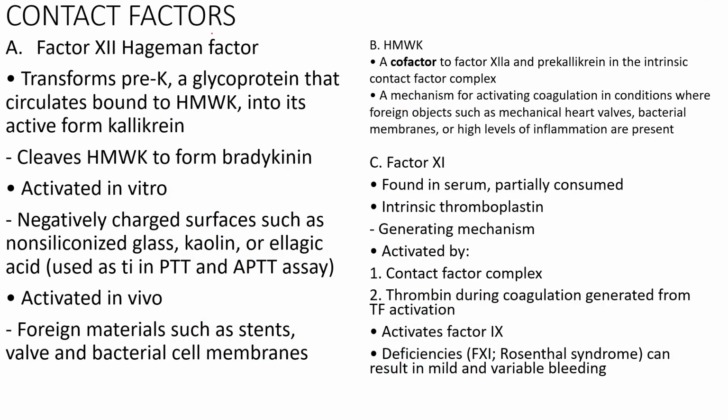So this is just a short explanation of certain pointers you need to remember for every factor. Let's start with the contact factor, specifically factor 12, also known as the Hageman factor. It transforms prekallikrein, a glycoprotein that circulates bound to HMWK, into its active form, kallikrein. It cleaves high molecular weight kininogen to form bradykinin. It is activated in vitro by negatively charged surfaces such as non-siliconized glass, kaolin, or ellagic acid used in the PTT and APTT assay.